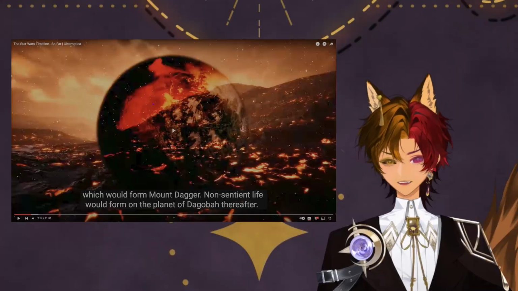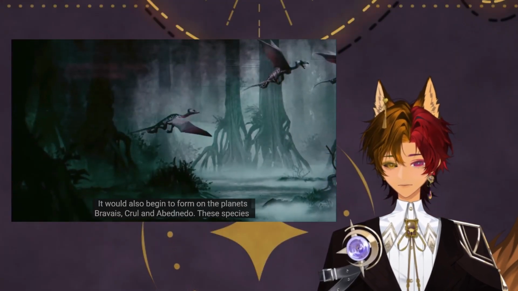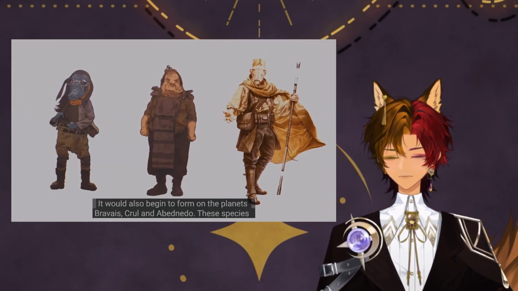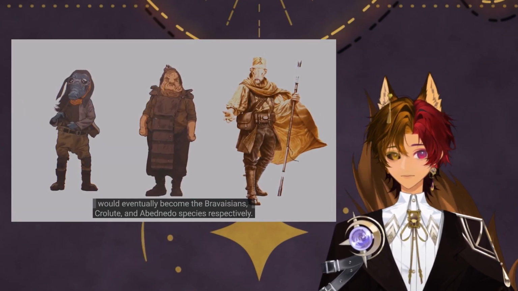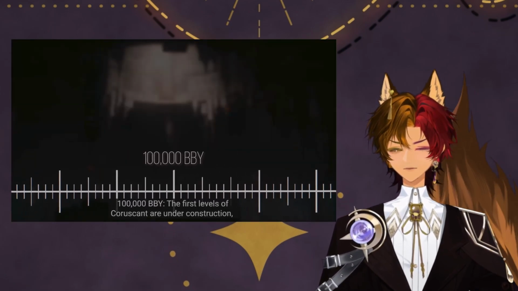That's all. Non-sentient life would form on the planet of Dagobah thereafter. It would also begin to form on the planets Brevaeus, Krull, and Abinetto. These species would eventually become the Brevasians, Kroluch, and Abinetto, respectively. 100,000 BBY.